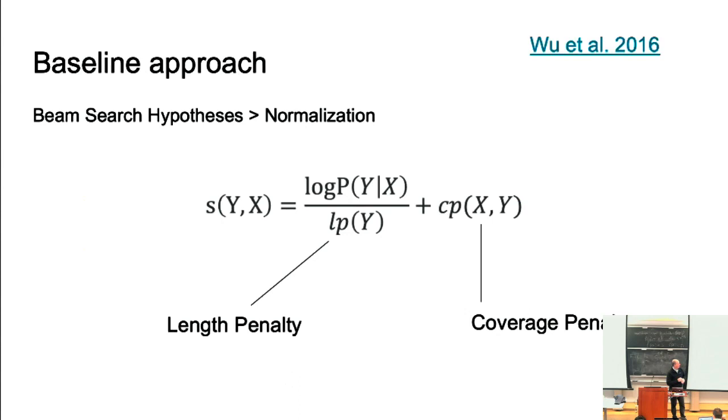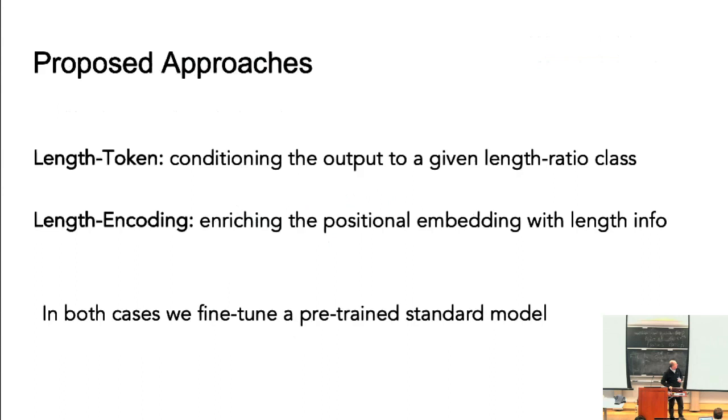If you look at control of the length, the basic approach is the length penalty that you have in neural MT beam search systems, together with coverage penalty. What we worked on is two approaches. One is the length token: we condition the output to a given length ratio class, so we tell the system, produce a short translation, or produce a long translation. The other is length encoding, where we enhance the position encoding of the transformer with information about the length of the output. We see this in a moment.